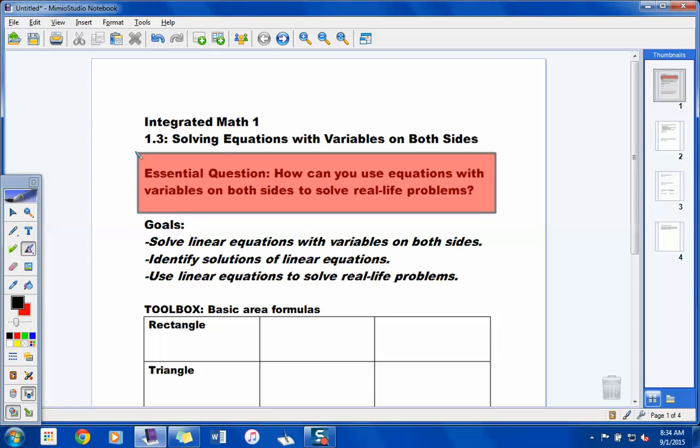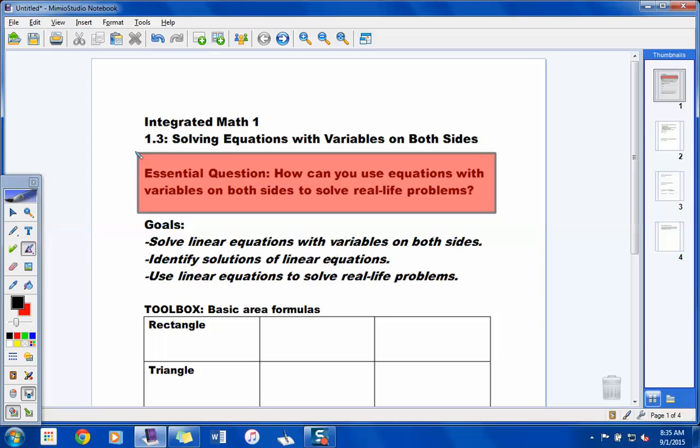Solve linear equations with variables on both sides. Identify solutions of linear equations. And use linear equations to solve real-life problems. Doesn't this kind of sound a lot like what we did in the last section? So the idea is we're looking for a solution for our unknown variable.